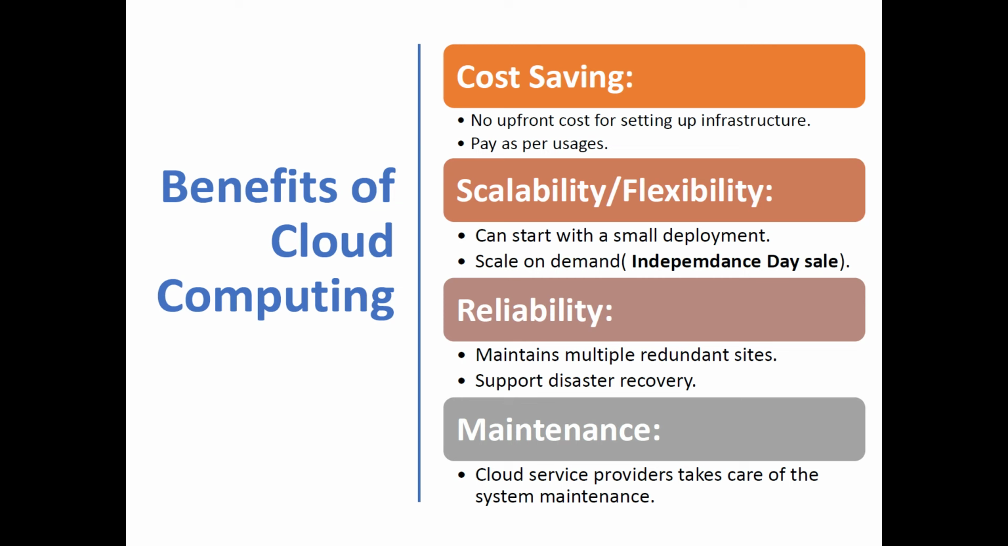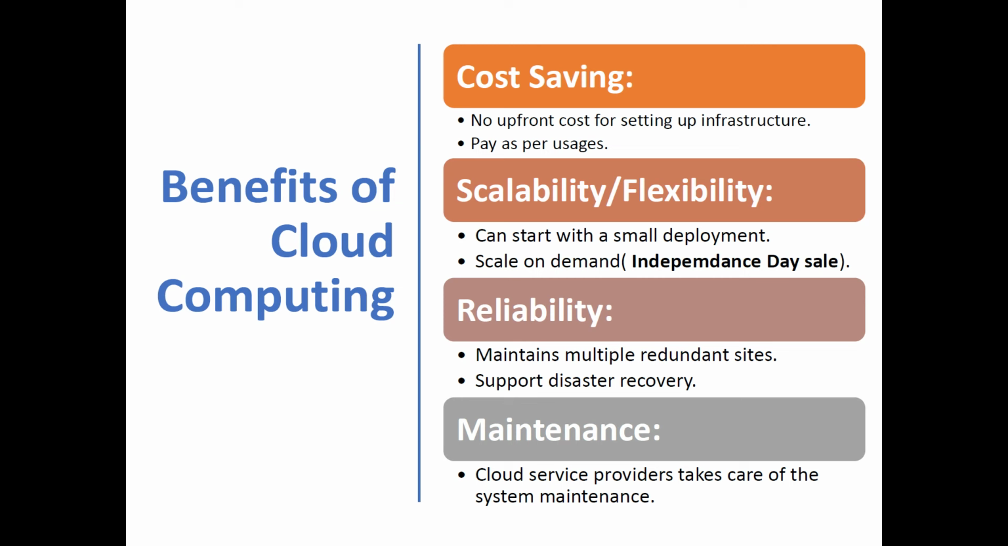So suppose you are going with a 5-day Independence Day sale. In that case, you will request your cloud service provider that I have 5 systems for now, but for those 5 days I need 20 systems. They will provide it to you only for those 5 days. Once your sale is over, you can come back to 5 servers. That means I don't need to pay for 20 servers for a longer time. Only for that duration, whenever I need, I will pay for it. That's the flexibility we get with the cloud.